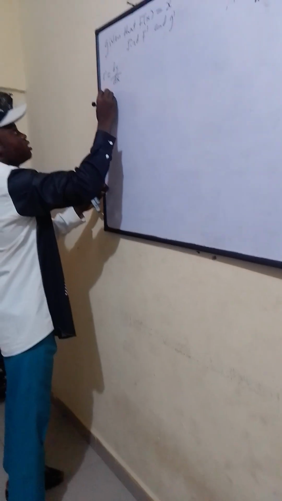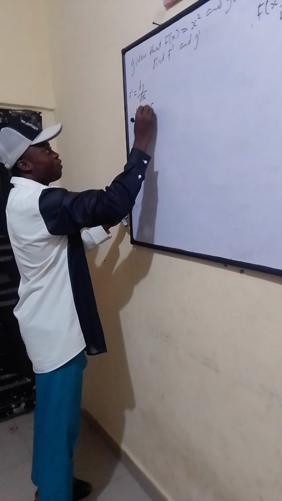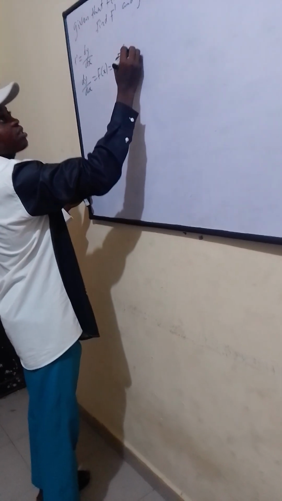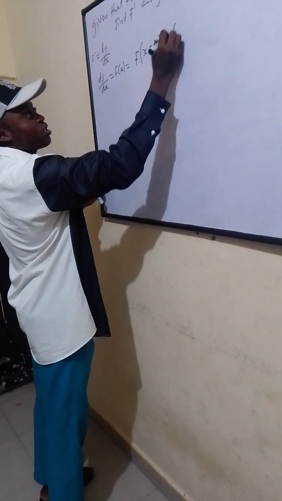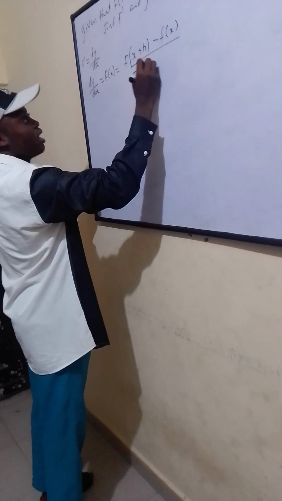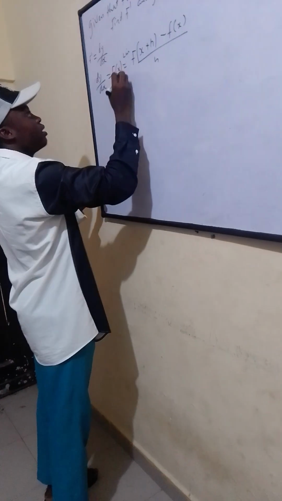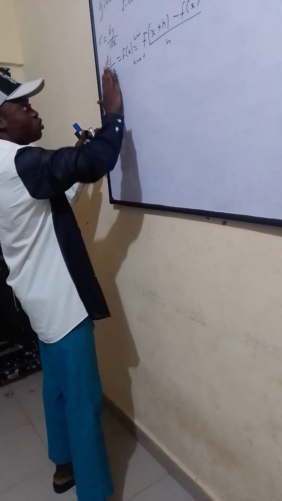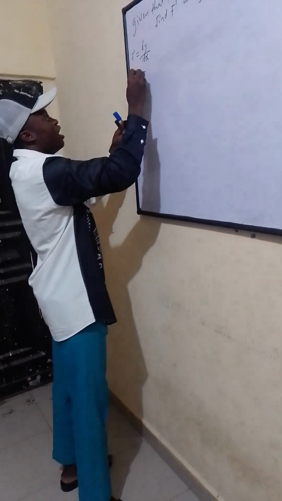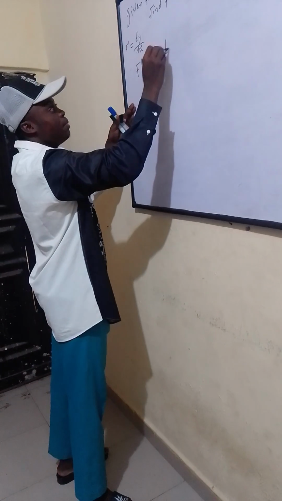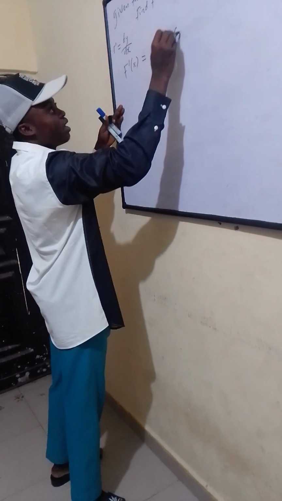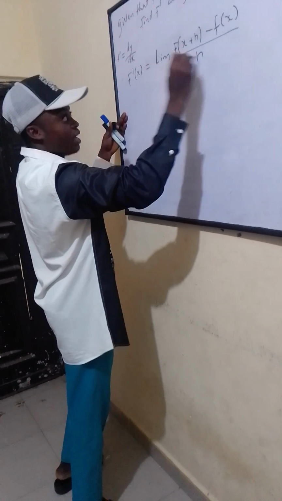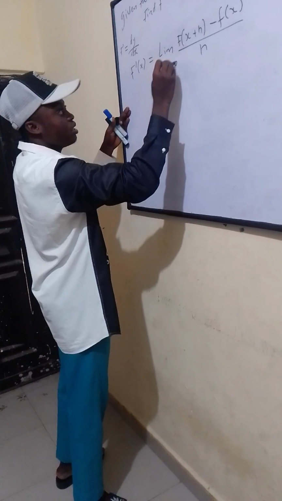Let's go. dy dx is equal to f prime of x, which is equal to the limit of f of x plus h minus f of x over h, h approaching 0. That means we are going to go with this formula now. Let's go. f prime of x is equal to the limit of f of x plus h minus f of x all over h as h approaches 0. Now let's go.